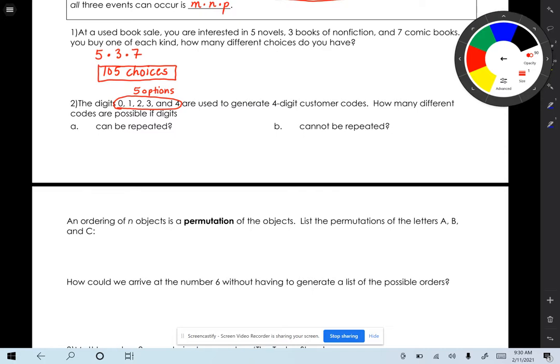So in part A, the digits can be repeated. So the first digit, you have 5 options. You can have either 0, 1, 2, 3, and 4. Second digit, 5 options. Third, 5 options. Fourth, 5 options. So first digit, second digit, third, and fourth. Multiply and you get 625 codes. And these 4 numbers represent the 4-digit code.